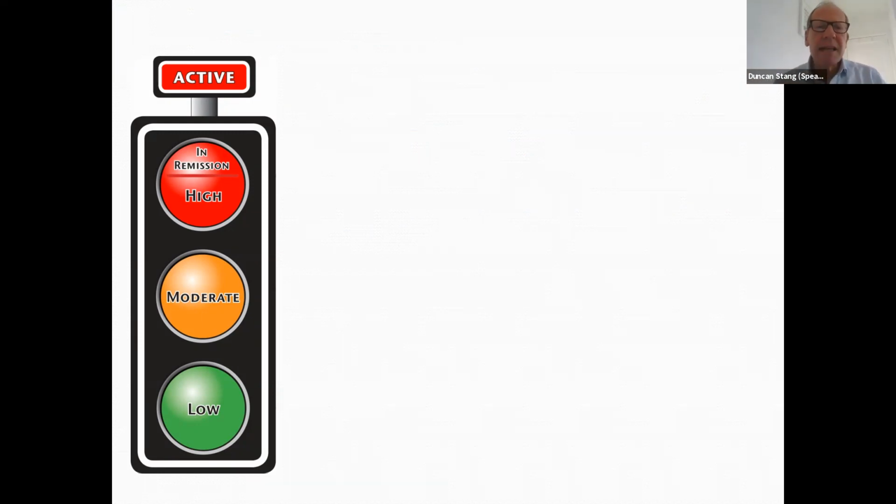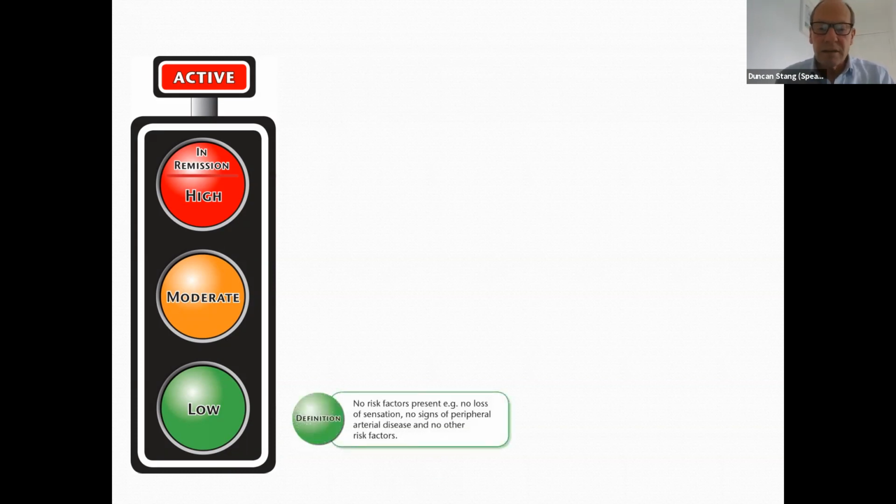Down the left-hand side here, it is split into different sections: low risk, moderate risk, high risk, in remission, which I will explain a bit later on, and active, which is active foot disease. And during the screening process, depending on what the clinician finds, you will be assigned one of these risk levels. So let me just slowly take you through this to let you see what's involved in this process.